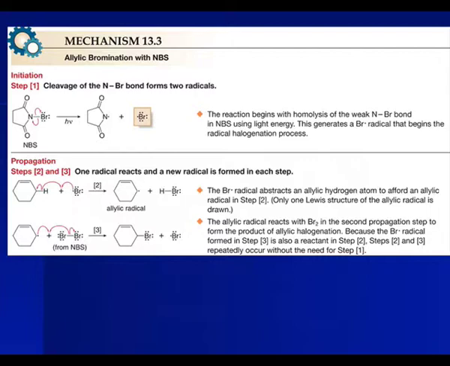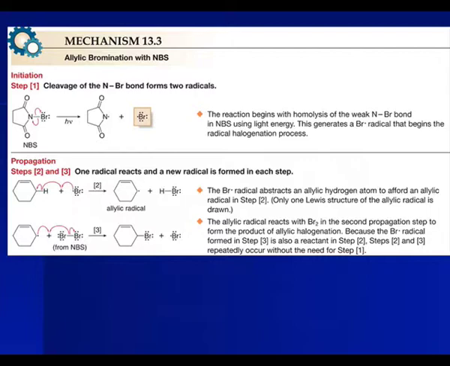But what happens is the nitrogen-bromine bond turns out to be fairly weak. You generate a bromine radical plus a succinimide radical. That bromine radical then comes in and abstracts a hydrogen atom from the allylic carbon, one of the allylic carbons. There's 2 here, right? You get the allylic radical plus HBr. The allylic radical then reacts with the low concentration of molecular bromine that's present, which comes from NBS. And you end up with the product that you want plus bromine radical, which then continues the propagation steps. Okay?